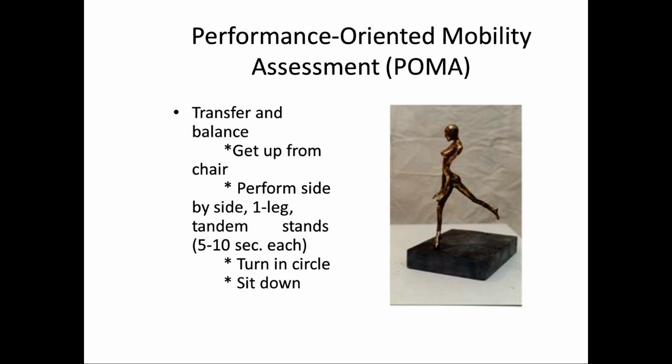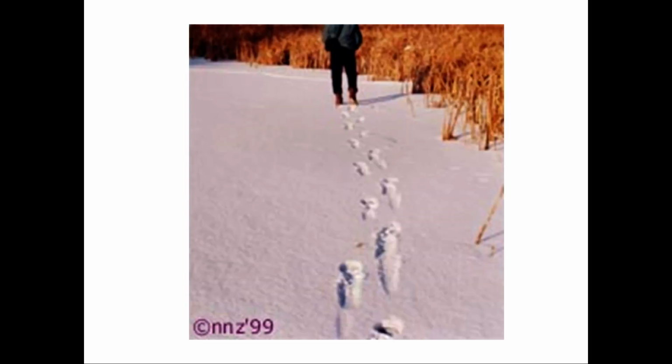Balance can be checked with side-by-side and tandem stance, as well as the 5-second one-leg stand, which can predict further injurious falls. Watching your patient walk can uncover gait abnormalities such as wide or narrow-based gaits, reduced step length or height, and reduced arm swing.